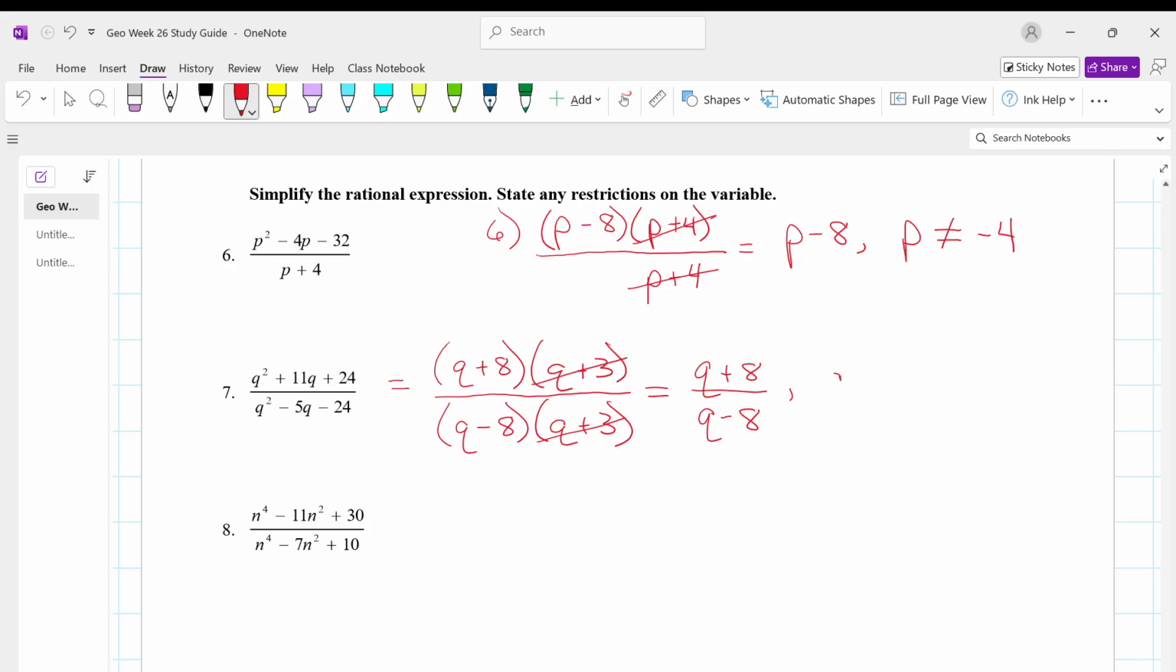Now our restrictions are that q can't equal positive 8, because 8 minus 8 would be 0. And q can't be negative 3, because negative 3 plus 3 would be 0. So those are your two restrictions, 8 and negative 3.